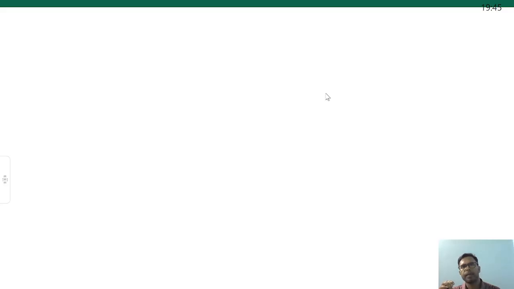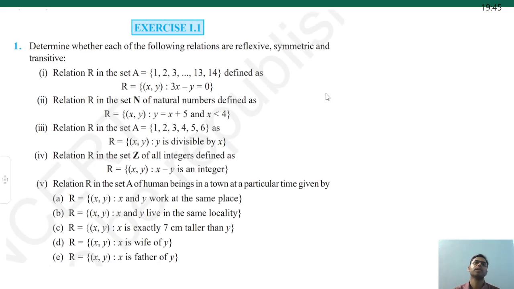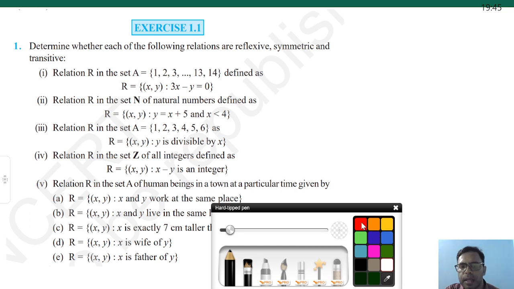These are the exercise number 1.1 and these are the questions. These were our questions, if you take out the book you will see: determine whether each of the following relations are reflexive, symmetric and transitive. So the question is whether this relation is a reflexive relation or not, is a symmetric relation or is a transitive relation or not. It is our question. Let me change the pen now.